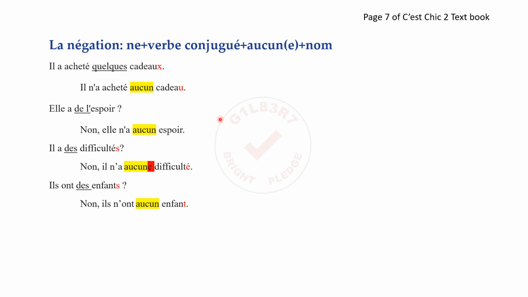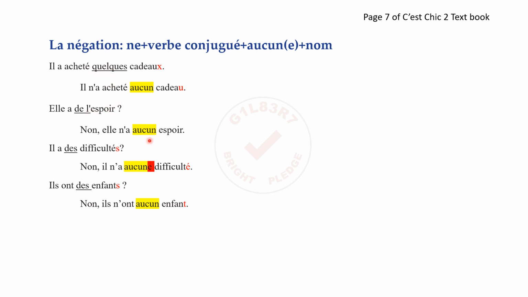So again here, we have the subject pronoun followed by an apostrophe, followed by the conjugated verb, which is a, and then we have aucun espoir. So remember, we are removing the de and l apostrophe. That's why I've underlined it. It will not be underlined in your book. Here I'm underlining it so that you would know that you would need to remove it.